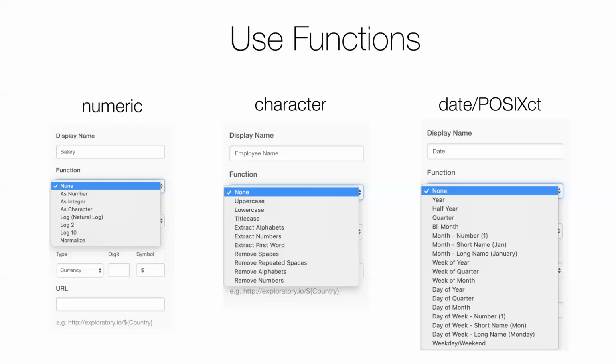If it's numeric, you might want to convert it to integer. If it's a character, you might want to change the uppercase, lowercase type of things. If it's a date, then you might want to extract week, day of week information, or month name information, or something like that. So you can apply those functions.